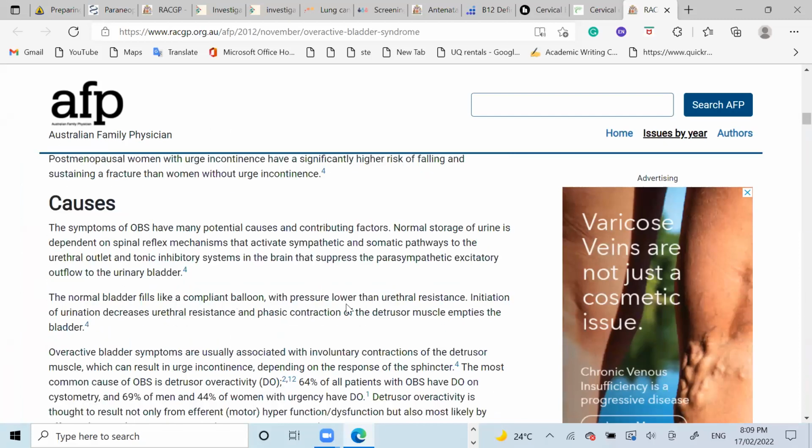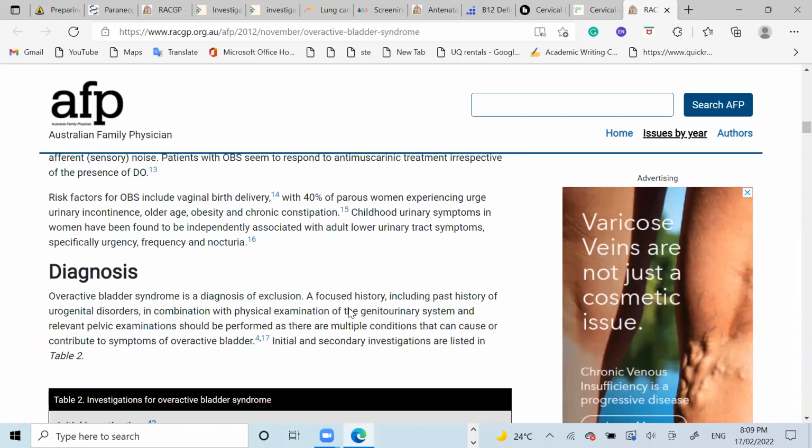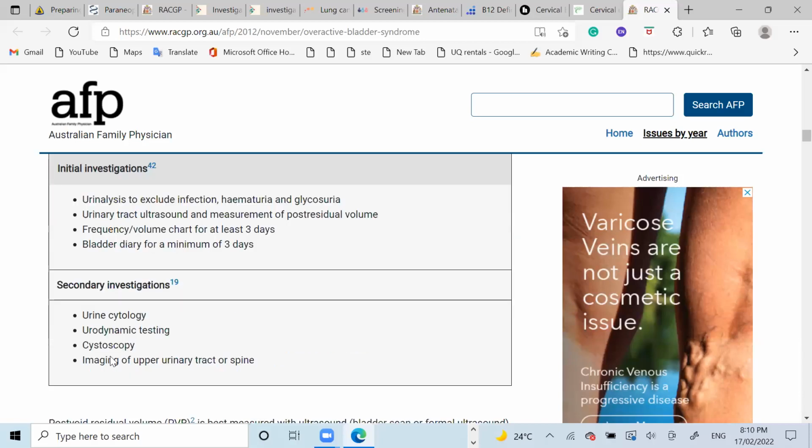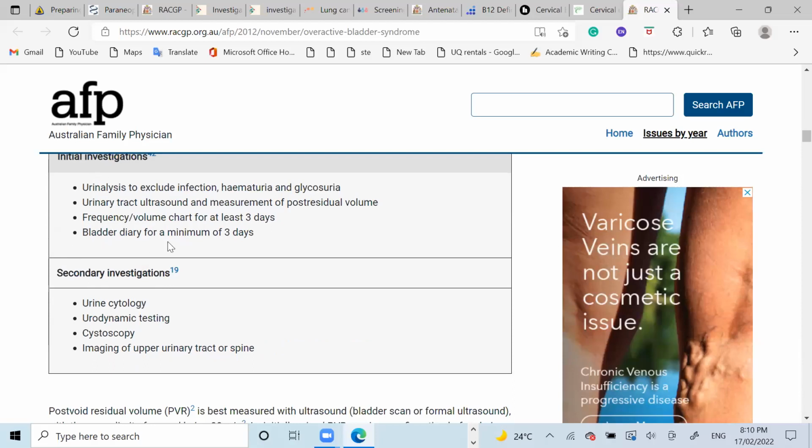Causes we know, diagnosis is usually clinical, but we always do the UTI screening. We do the urine analysis to exclude the infection, hematuria, glycosuria to rule out the diabetes. We do the ultrasound as well to find out if there is any kind of obstruction there, and we do measure the post-residual volume, which helps us to diagnose this condition. If we have an inconclusive test, then we go for the urine cytology and dynamic testing, or we can also go for the cystoscopy and imaging of the upper urinary tract, but these are done by the nephrologist. This is not done by the junior doctors. We are not supposed to do these.